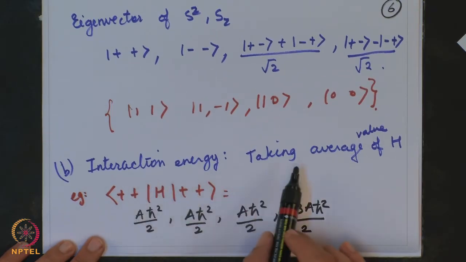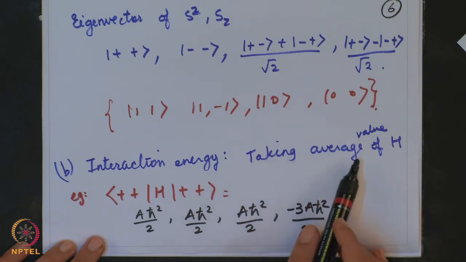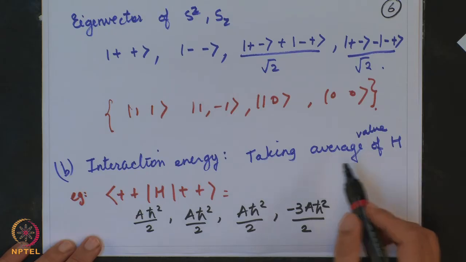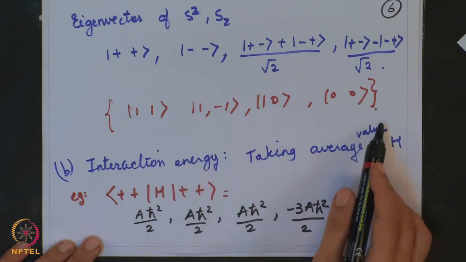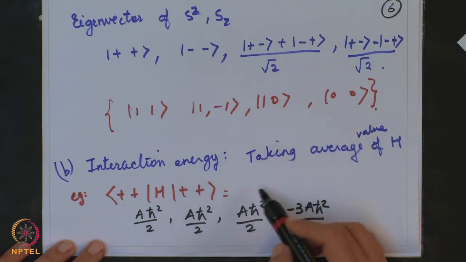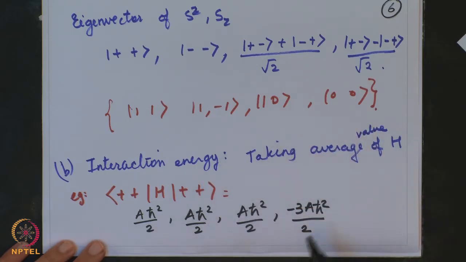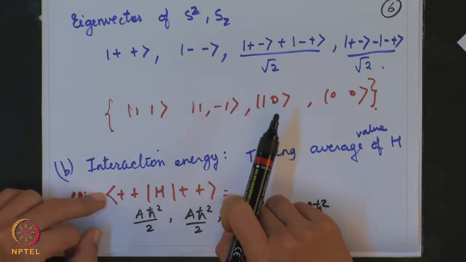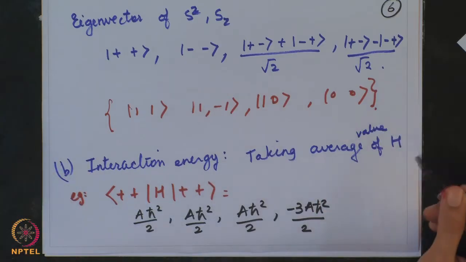So, interaction energy we obtain by taking the average value of the Hamiltonian under these matrices or the eigen vectors, and when you do the averages you will obtain the interaction energy. So, you will take the plus plus or 1 1, 1 0, 1 minus 1 and 0 0 as the kets, initial and the final kets. So, we end here.